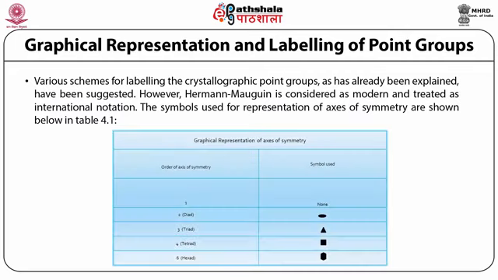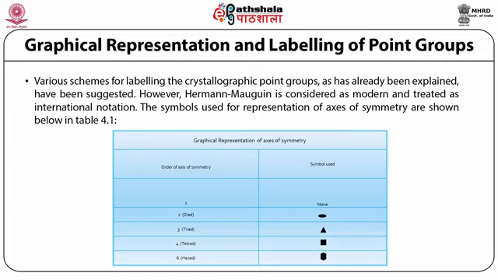Table 4.1 shows the graphical representation of axes of symmetry. It is divided into two columns. One column refers to the order of axes of symmetry and the other the symbol used for the same. The order of axes of symmetry represented by 1 has the symbol none. No symbol is used for this.